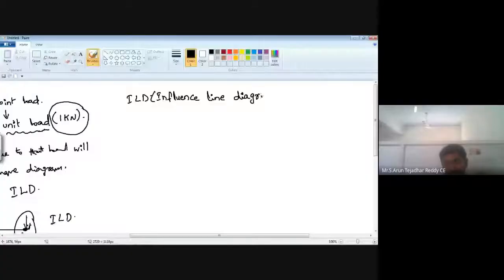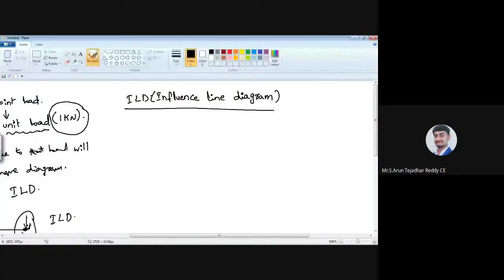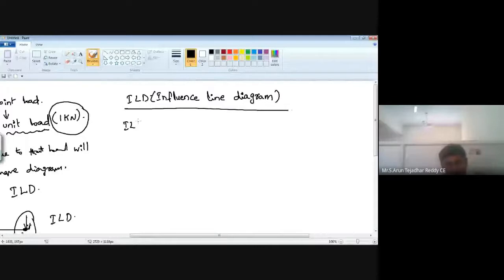Influence line diagram. ILD means, see, generally ILD represents a graph of functions. See here, what type of functions are there? Just now we discussed, we can say it is functions, we can say it is applications.